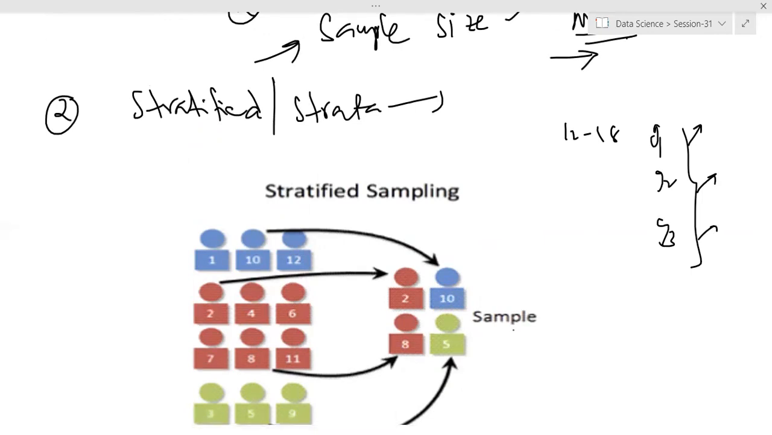Non-overlapping, no? That is non-overlapping. Definitely that is stratified. It's not random. You are correct, Suresh. Correct. And one more thing, other than that, that is the best example, of course. Any other example?